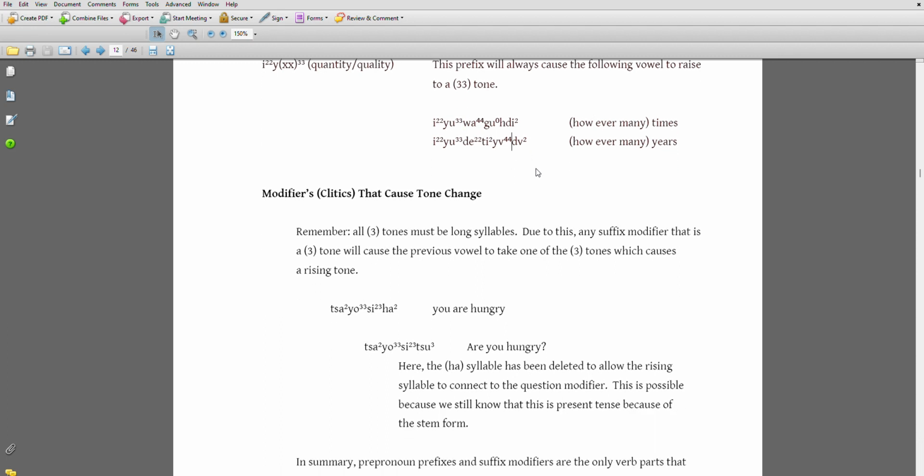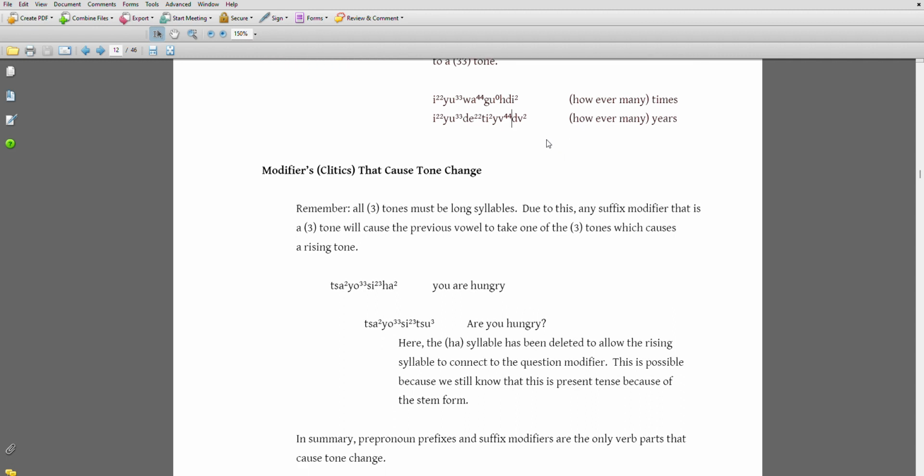Modifiers or clitics that cause tone change. Remember, all three tones must be long syllables. Due to this, any suffix modifier that is a three-tone will cause the previous vowel to take one of the three tones, which causes a rising tone. So here, if we say, Jayo siha, you are hungry. Jayo siha. And we add the question suffix ju.